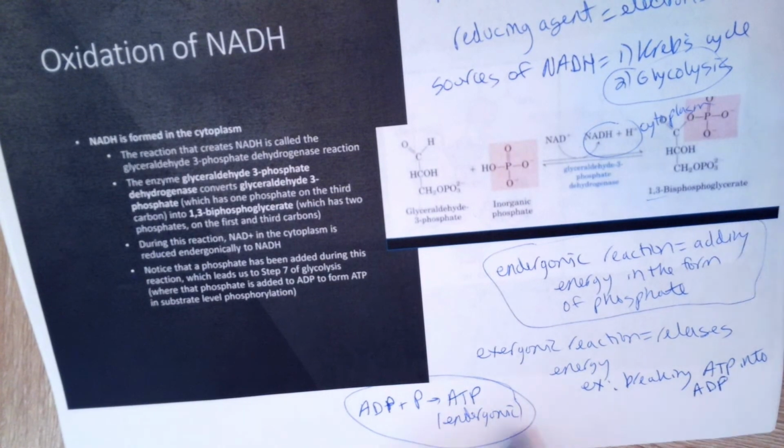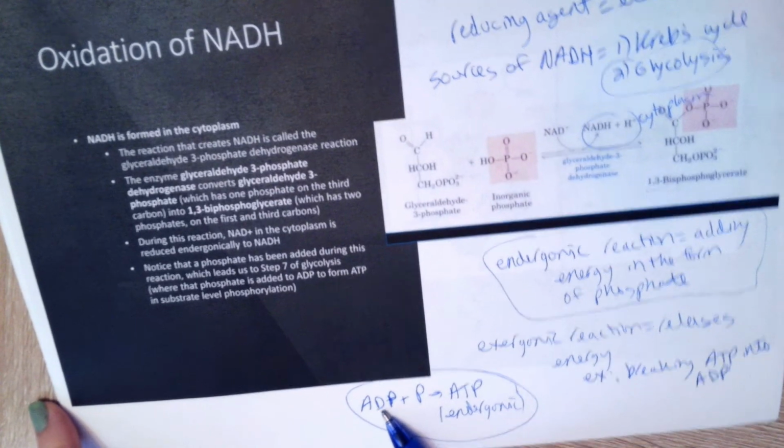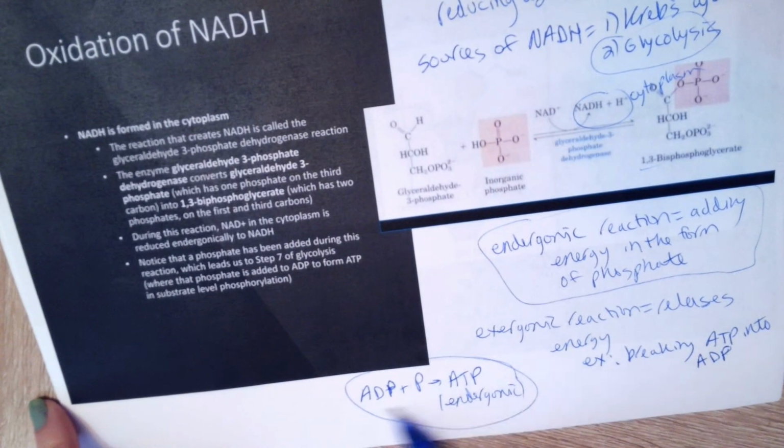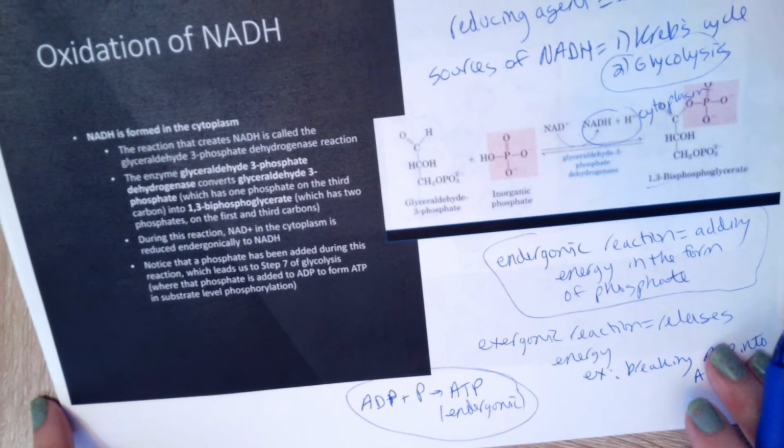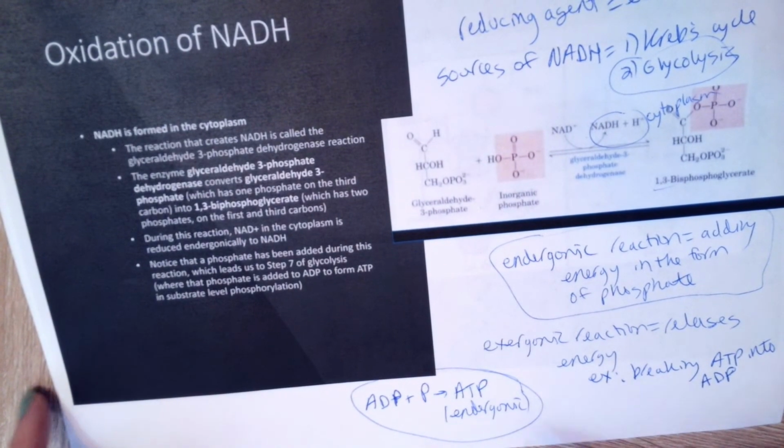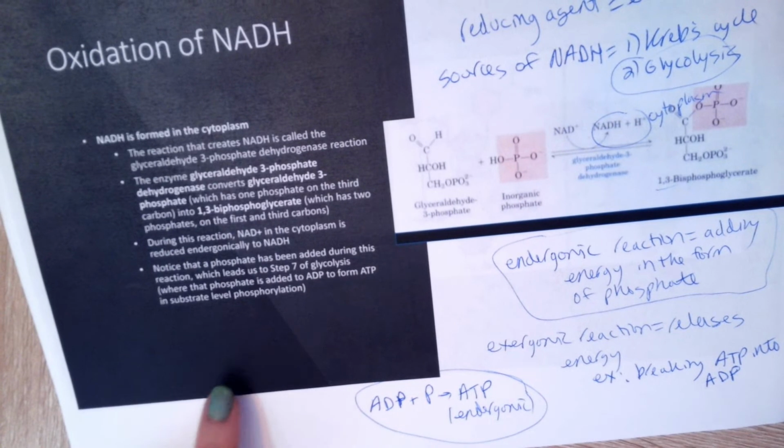Okay, now we need to just think about our NADH and how we're going to get those electrons into the electron transport chain, which is the whole goal of all of this glycolysis going into the Krebs cycle, to get those electrons into the electron transport chain and to create energy.